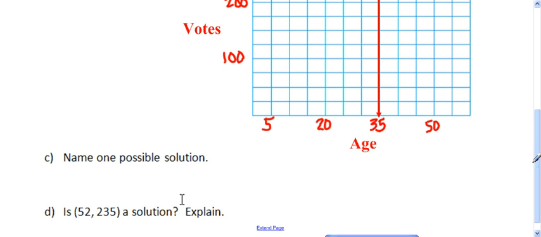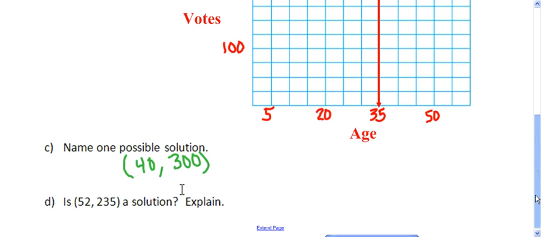Name one possible solution. It can be any solution. Well, we know that our x value has to be 35 or above, so I could say a possible solution would be 40, talking about 40 years old, and they need to have at least 270 votes, so we could say that maybe they have 300 votes. That would be a possible solution.